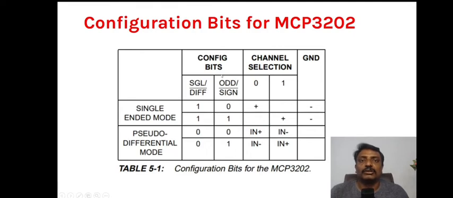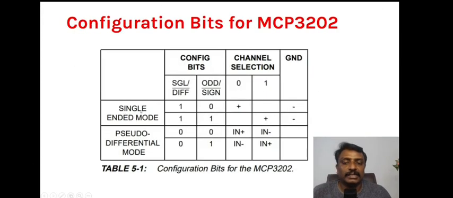The first step is you have to set the configuration bits and channel selection. We are going to use single-ended mode. For channel selection, I'm going to use channel 0, so it should be 0 0. So the value is 1 1 0 0, and that is the value which I have to transmit here on D in.